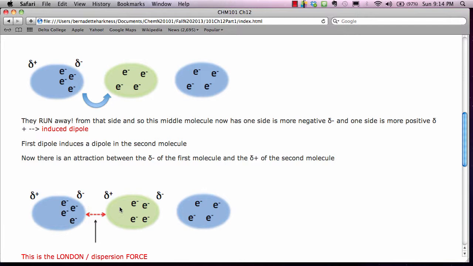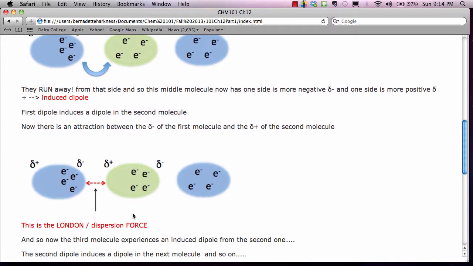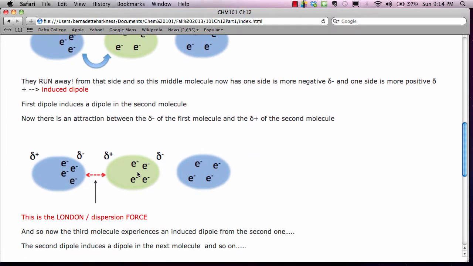Really, the electrons from the neighboring molecule do not want to be close to the electrons of this molecule, right? Because they're both negative. So what the neighboring molecule does is it creates an induced dipole. Basically, it forces this second molecule to create an arrangement where the electrons are again on one side versus the other. So the delta plus and delta minus now show up in the second molecule.